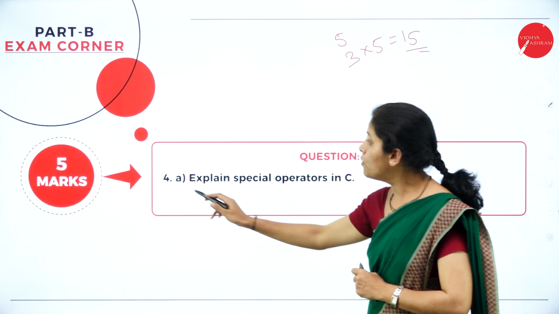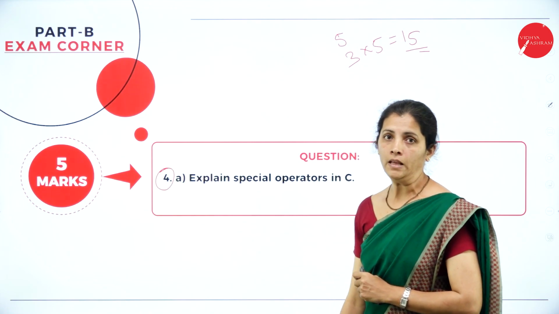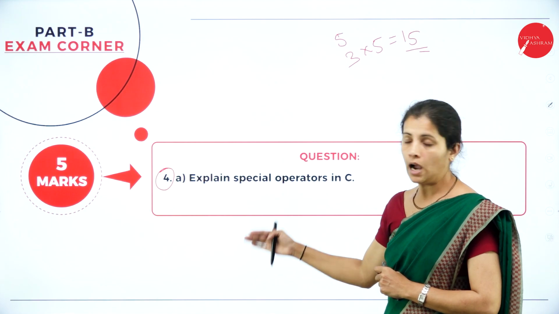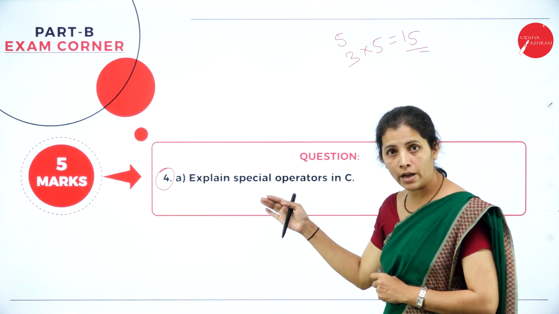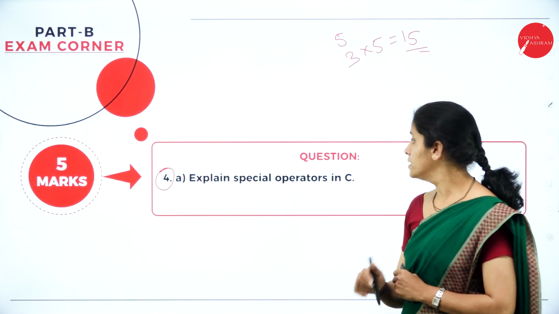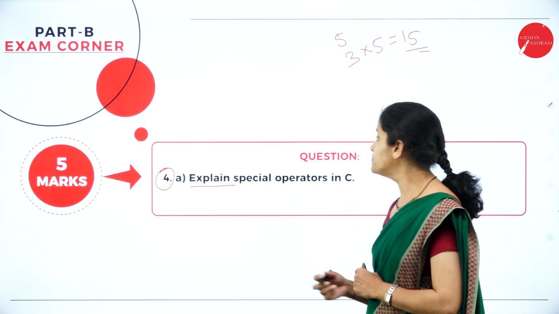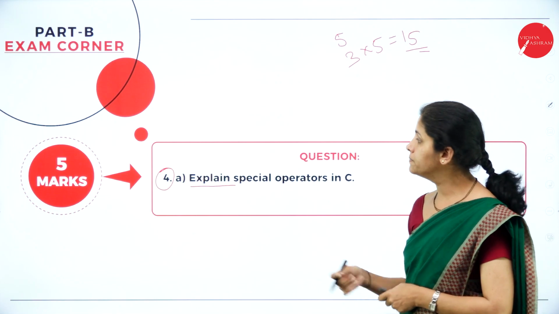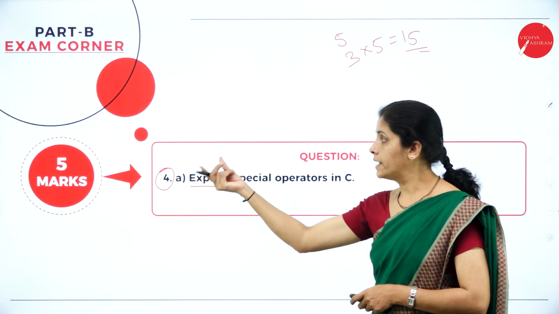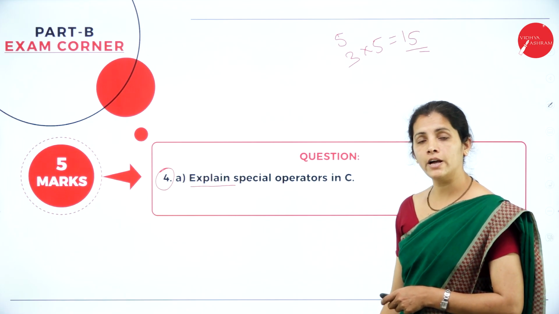So, it is the 4th one. Under the 4th question, I'm going to get 5 questions. Out of 5, I want to answer any 3. See here, explain special operators in C. This question is from Unit 1 and the mark allotted here is 5 marks.